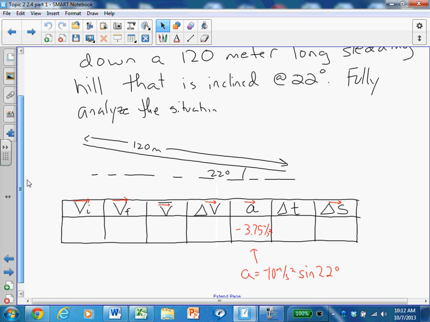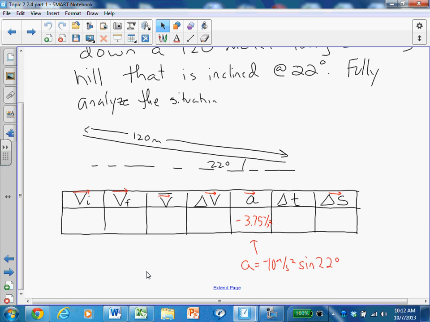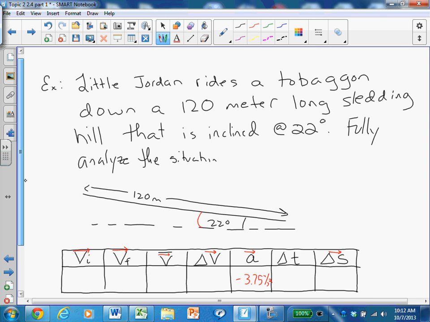So with that said, we were able to calculate the acceleration from what we did previously with minus 10 meters per second squared times the sine of the angle of the plane or the hill, and the angle here was 22 degrees, so we just put that in. Now, what other information can we add to our chart?